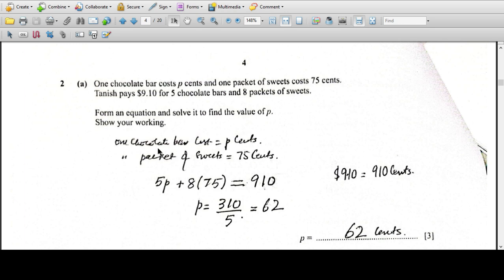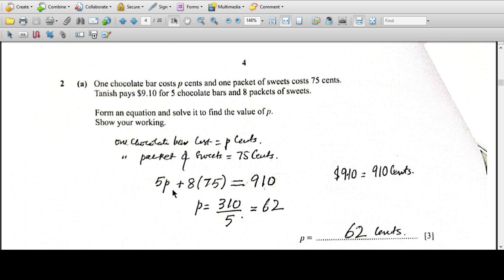So we have one chocolate bar cost is P cents, and one packet of sweets cost is 75 cents. So 5 chocolate bars cost 5P, and 8 packets of sweets cost 8 into the per unit cost, which is 75. So 5P plus 8 multiplied by 75 is equal to $9.10, which is equivalent to 910 cents, because $9.10 is equal to 910 cents. So we have all the values in cents.